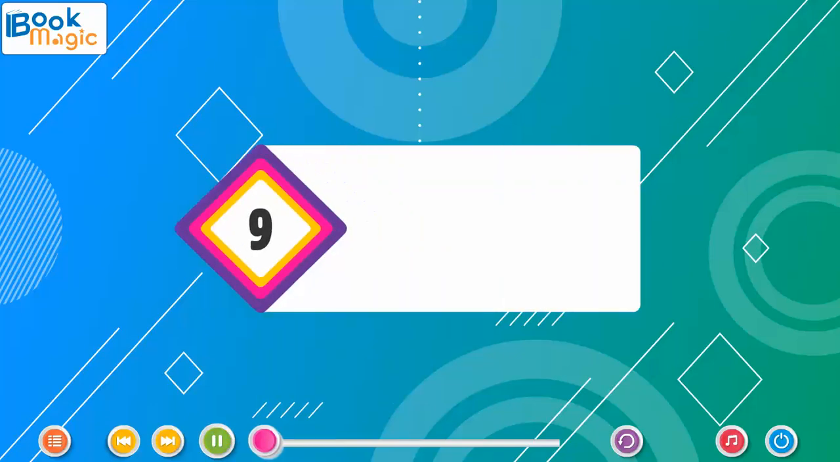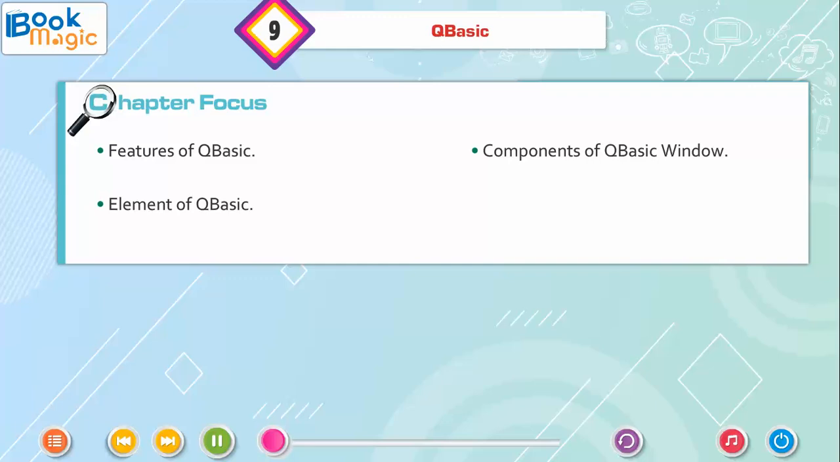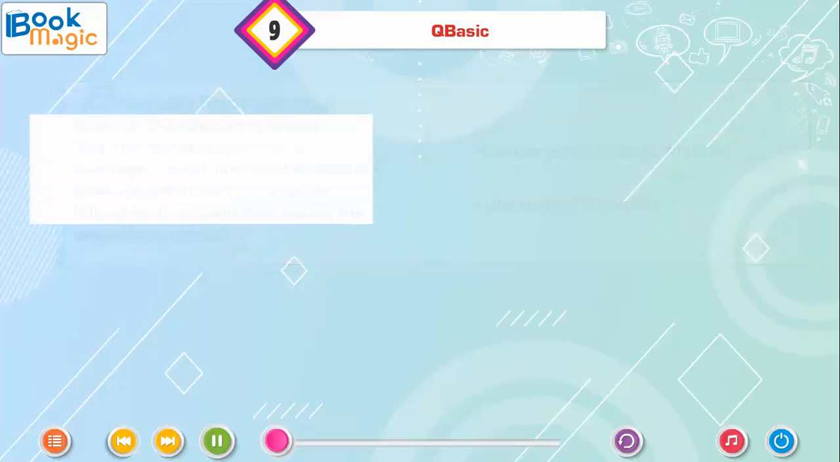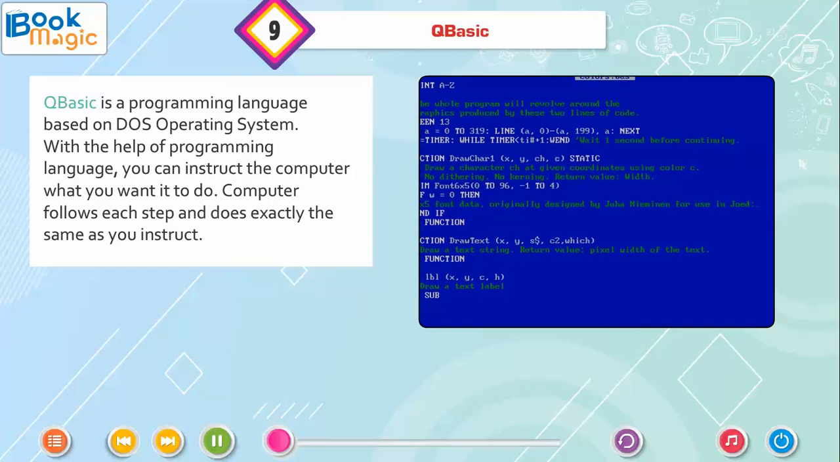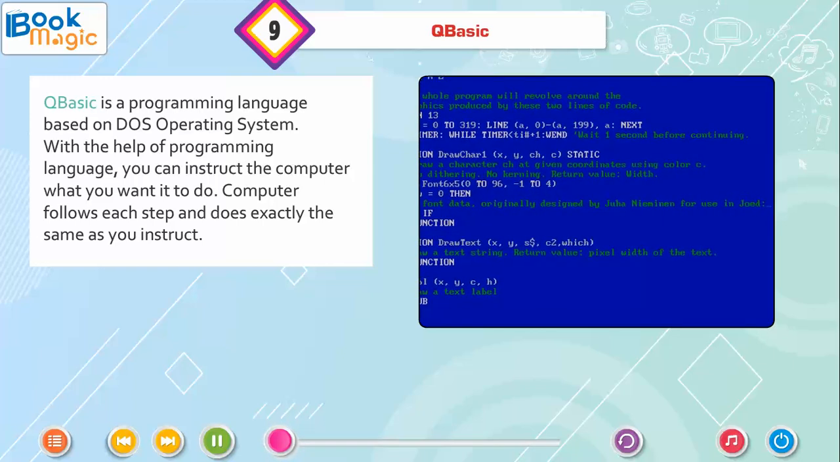Chapter 9 QBasic. Chapter Focus. Features of QBasic. Components of QBasic window. Elements of QBasic. Hierarchy of operators. QBasic is a programming language based on DOS operating system.